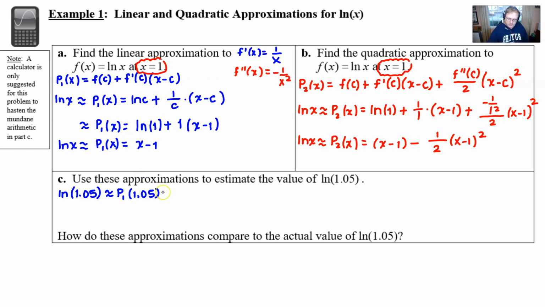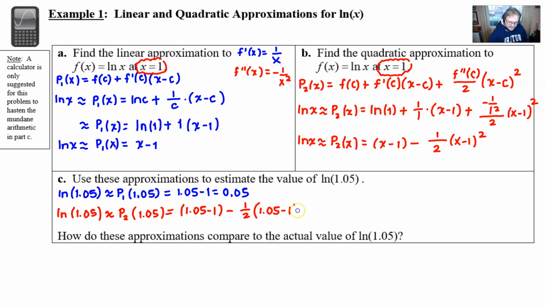So if I do that for polynomial 1, I get 1.05 minus 1, which obviously is 0.05. Now, if I do it for polynomial 2, a little bit tougher, just requires a bit of manipulation. What do I have here? 1.05 minus 1, minus 1/2 times 1.05 minus 1 quantity squared. Yeah, this one's a little bit messier because we get 0.05 minus 1/2 times 0.05 to the second power.